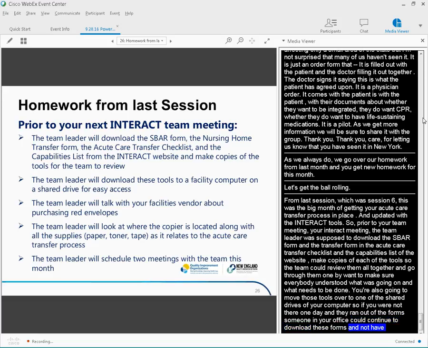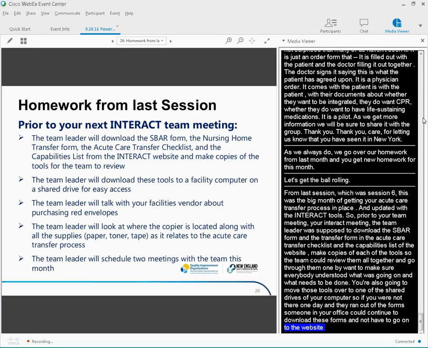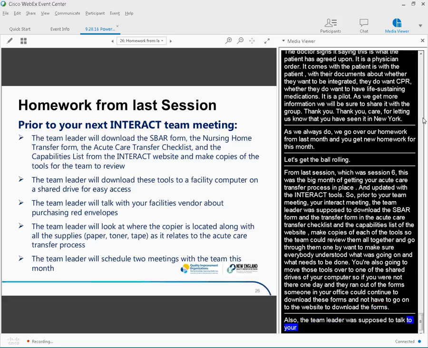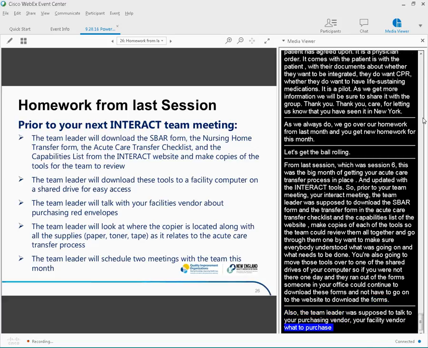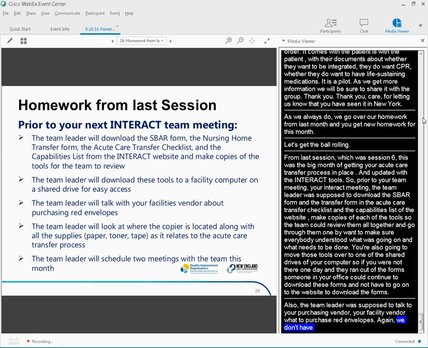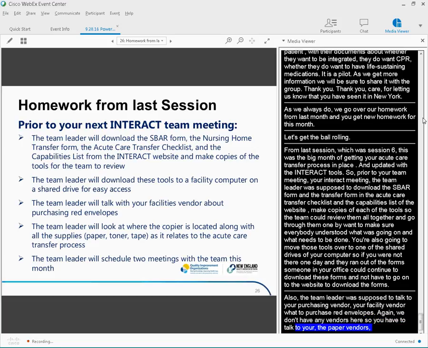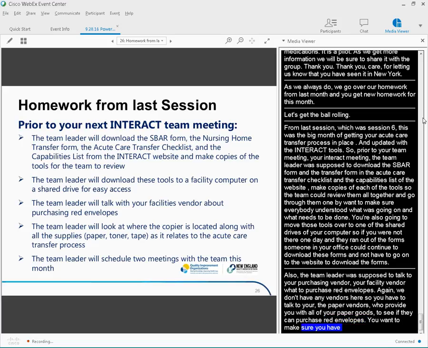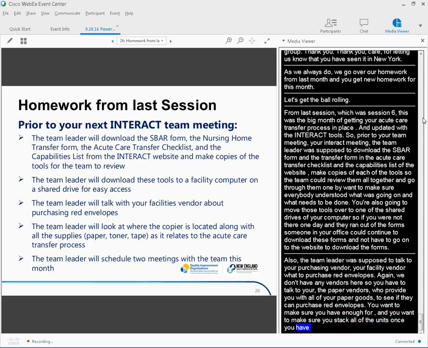Also, the team leader was supposed to talk to your purchasing vendor, your facility vendor, to purchase red envelopes. Now, again, we don't have any vendors here, so you're going to have to talk to the paper vendors, like who provides you with all your paper goods, to see if you can purchase red envelopes from them. And again, you want to make sure you have enough of them and you want to make sure you stock all the units once you have spread the intervention throughout the facility. But you wanted to make sure you have that up front before you start the process.